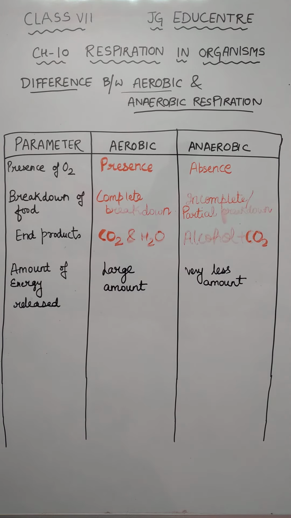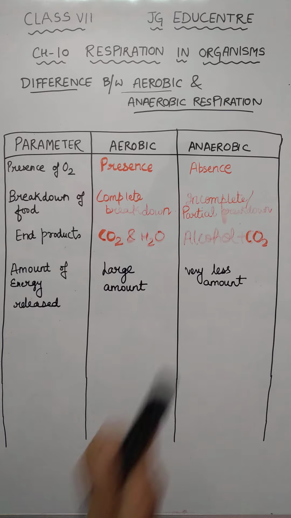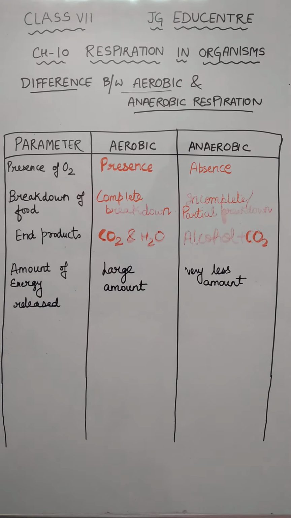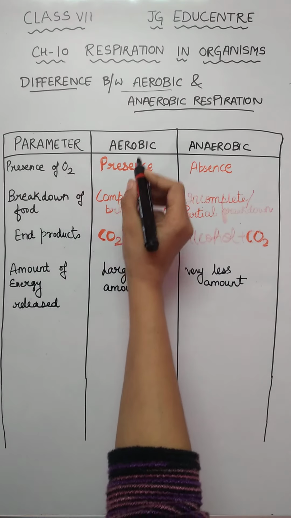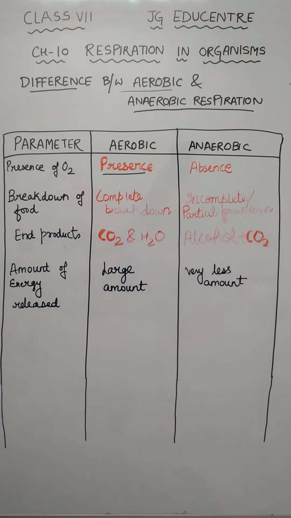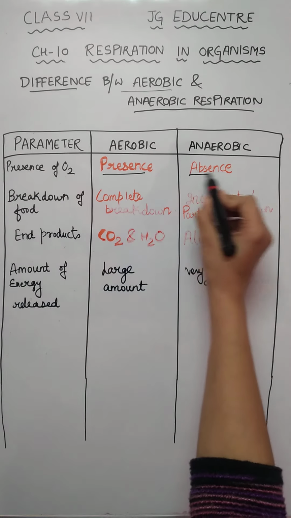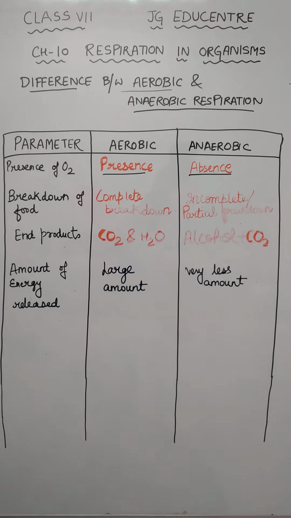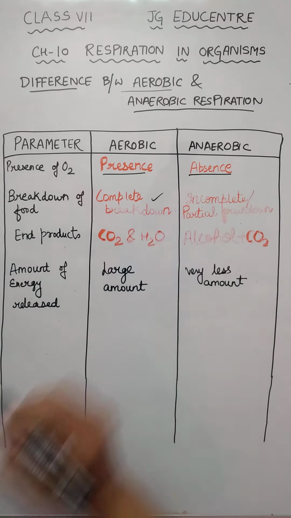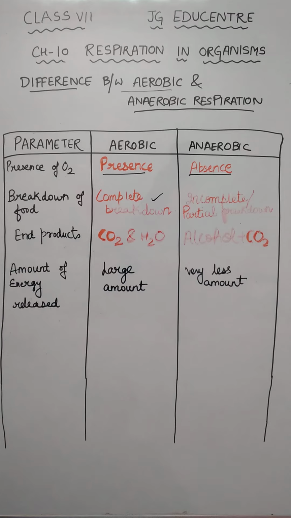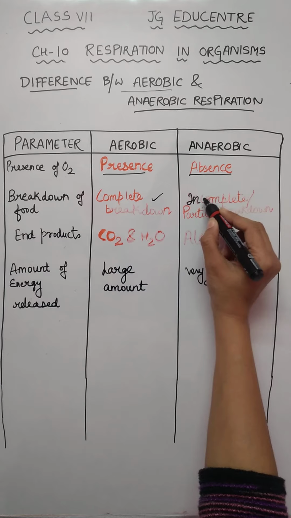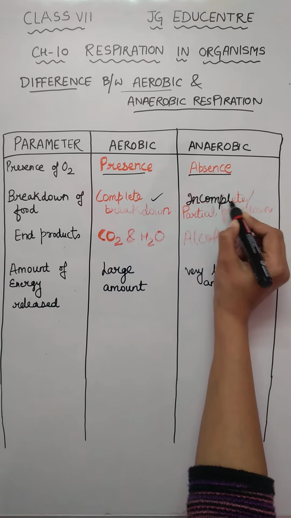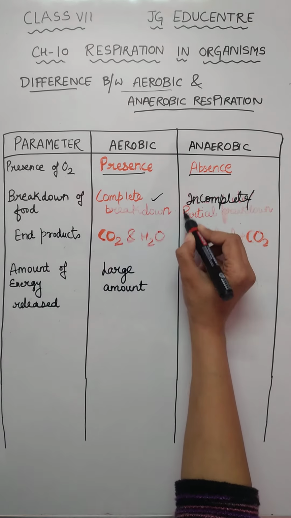So these were the important differences between aerobic and anaerobic respiration. First is on the basis of presence of oxygen. In aerobic respiration, oxygen is required and in anaerobic respiration, oxygen is not required. Second is on the basis of breakdown of food. Here complete breakdown of food takes place in aerobic respiration and in anaerobic respiration, incomplete or partial breakdown of food takes place.